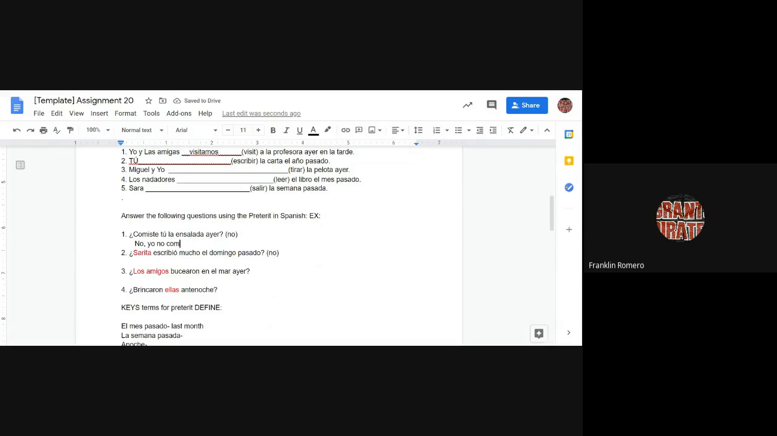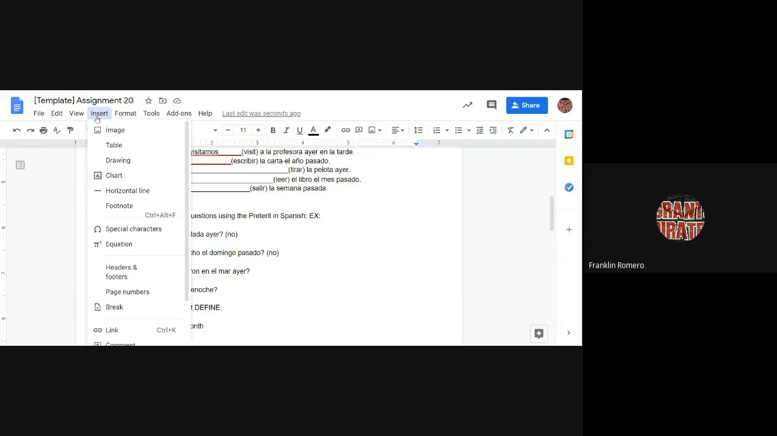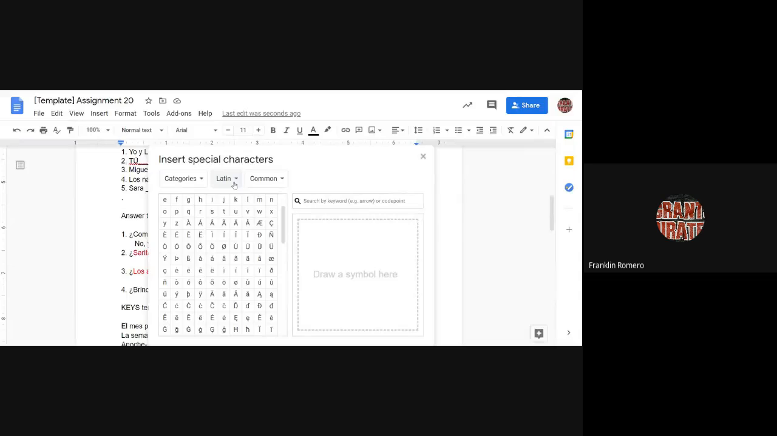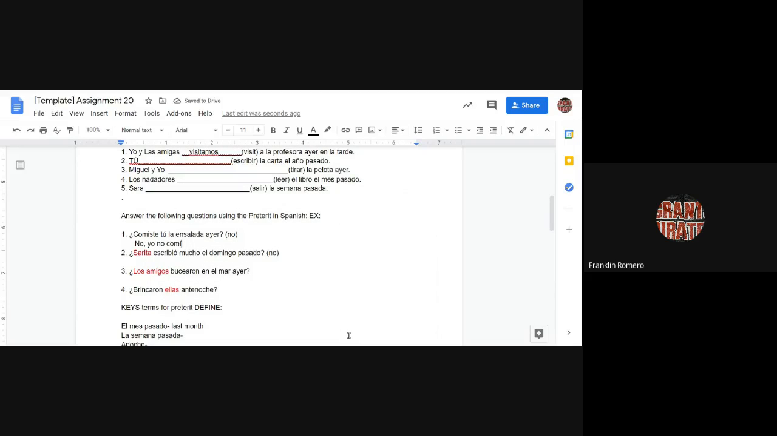Let's review how to do accents. If you have an international keyboard, great. If not, another quick workaround is insert special characters, Latin, and then look for the verb. Here I'm looking for the í, and click it, and it'll add it in. So no, yo no comí, and then add the rest of the information. La ensalada ayer. No, I did not eat the salad yesterday. Do not forget punctuation. Capitalize the first letter, first word of the sentence, period at the end of the sentence, commas where appropriate.